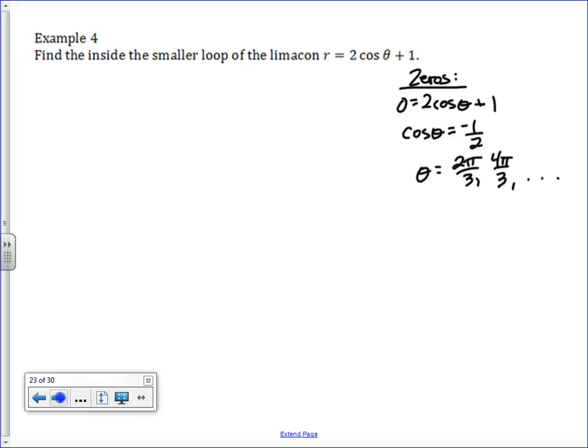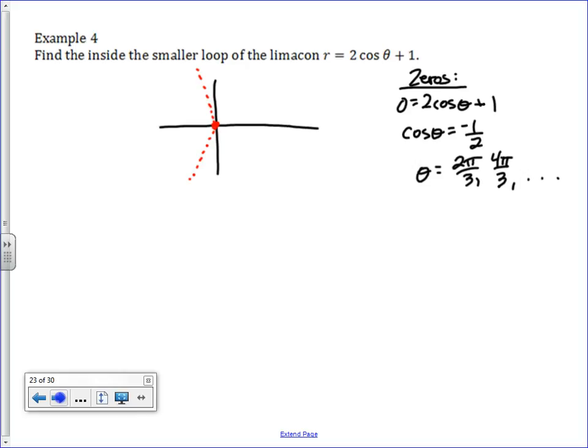So what does that mean? That means that if I have my graph, if I have my curve, at 2 pi over 3, it's going to be 0. And at 4 pi over 3, it's going to be 0. Well, that's something.